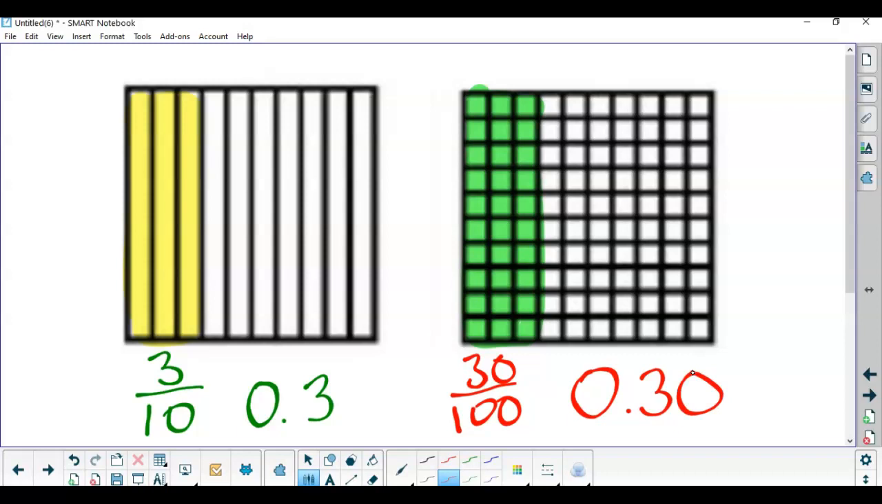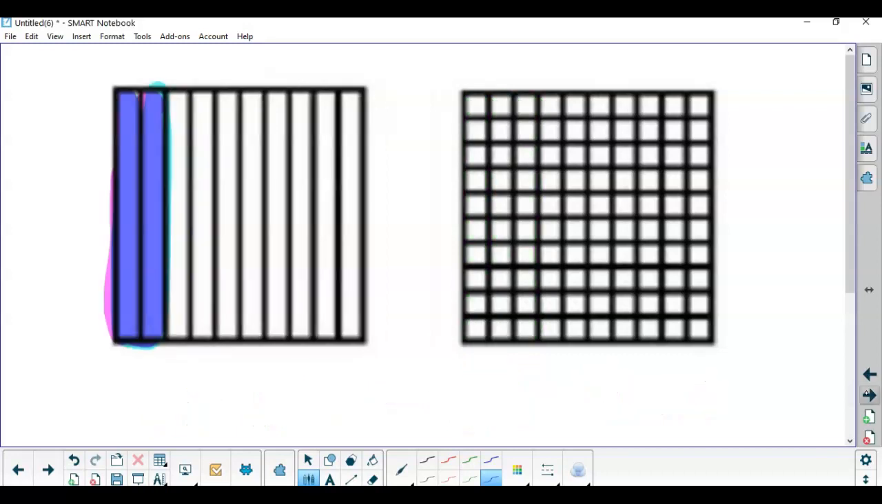So looking at these two models, looking at my fractions, looking at my decimals, what can you say about 3 tenths and 30 hundredths? How many of you said that 3 tenths is equal or equivalent to 30 hundredths? If you did, give yourselves a big pat on the back because you are correct. 3 tenths is equal to 30 hundredths. Let's take a look at another.